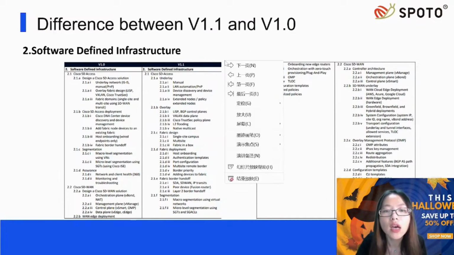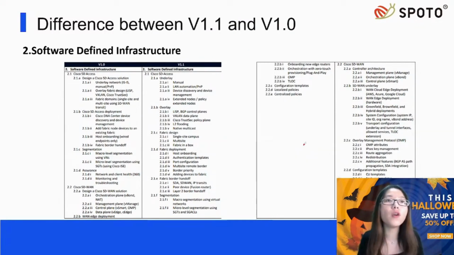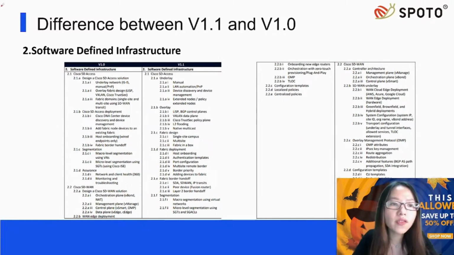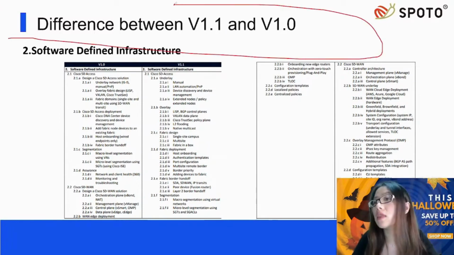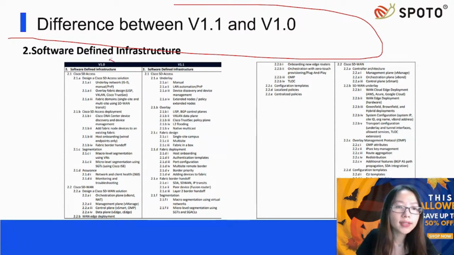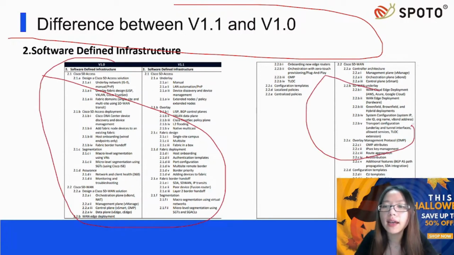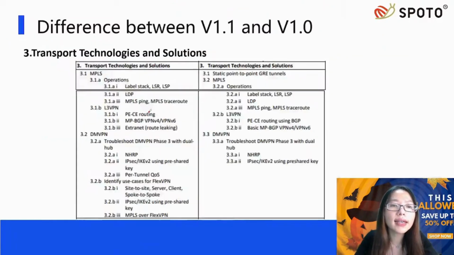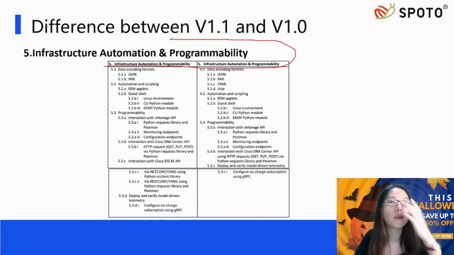Okay, so you can see first of all, we can see that the changes are mainly in SDN. So you can see the difference between the new and the old version. So the changes are mainly in SDN, software defined infrastructure. So you can see these are about SDN, and the second is our transport technology and solution. So and the automation and programmability.